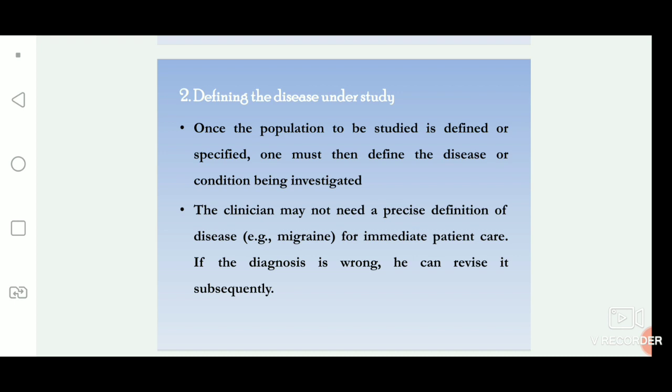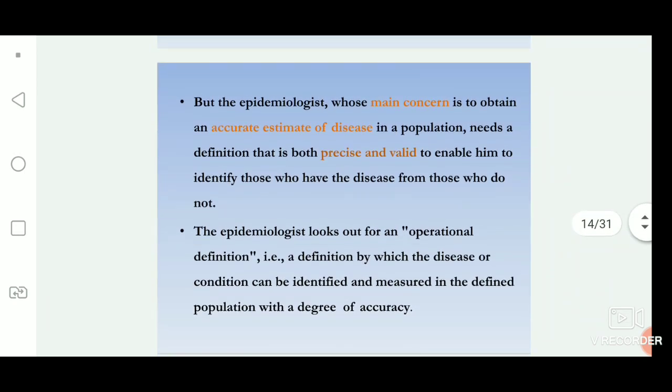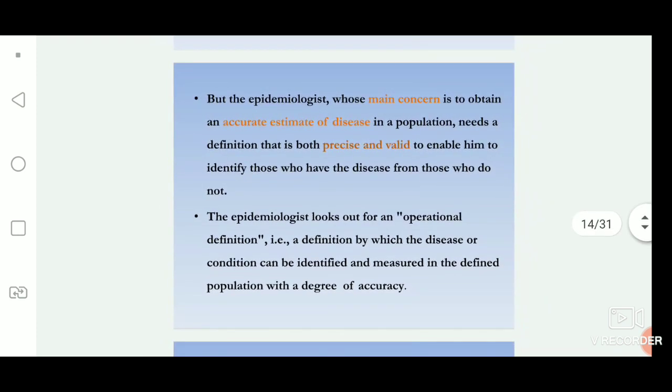Whereas from an epidemiological point of view, it is very difficult. You cannot go back. Now let us see why. Because the definition of that disease in a population needs to be both precise and valid to enable him to identify those who have the disease from those who do not have the disease.